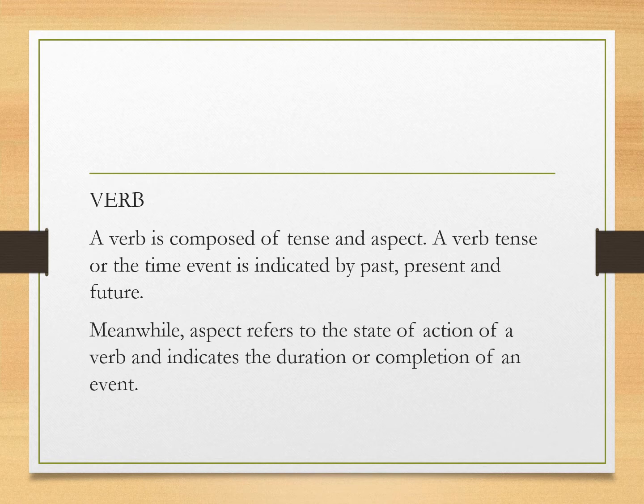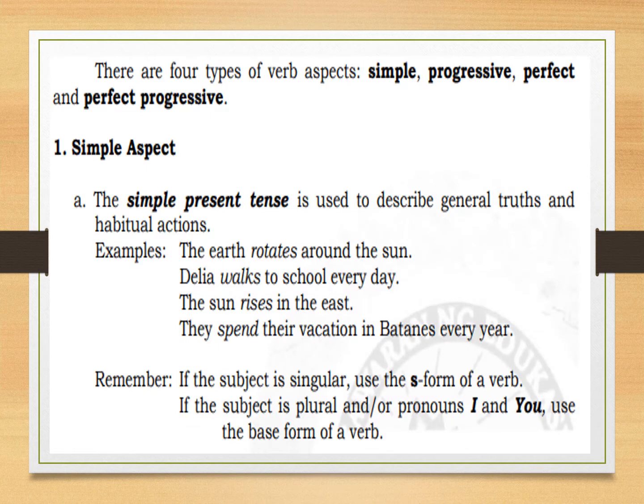Now, what is a verb? A verb is composed of tense and aspect. A verb tense or the time event is indicated by past, present, and future. Meanwhile, aspect refers to the state of action of a verb and indicates the duration or completion of an event. There are 4 types of verb aspects. We have the simple, progressive, perfect, and perfect progressive.